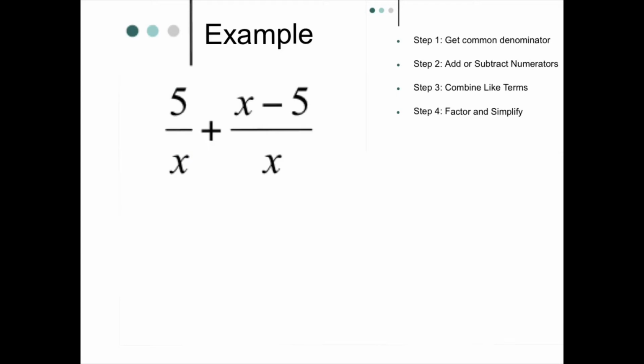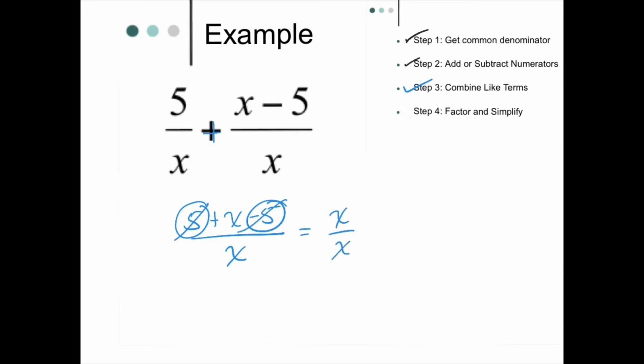So here we have an example. As you can see, we've got step 1 done. We have a common denominator. Step 2, add or subtract the numerators. Well, in this case, we're going to add the numerators since we have a plus sign here. So we're going to have 5 plus x minus 5 over our common denominator. Combine like terms. Well, in this case, our constants are alike, and they cancel each other out. 5 minus 5 is 0. So our answer is x over x. We can factor. x goes into here one time, x goes into here one time, so my answer is 1.